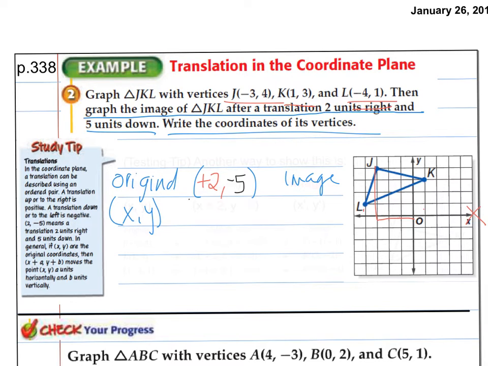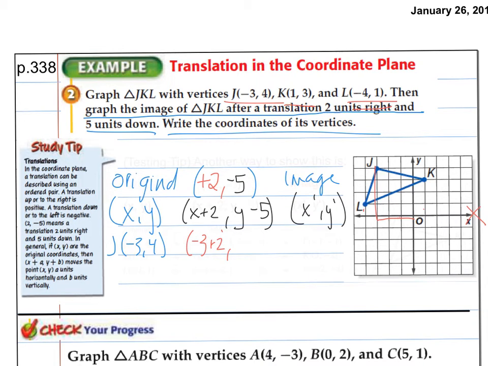What that means is your new image, your prime, is the same as whatever our x-coordinate is and going 2 to the right from that, our y-coordinate and 5 down from that, which will get us to our new coordinates. So instead of me drawing lines all over my paper, I can just try this. My original is J, which is negative 3, 4. I'm changing my x-coordinate and going 2 to the right. And my y-coordinate, I'm going 5 down.